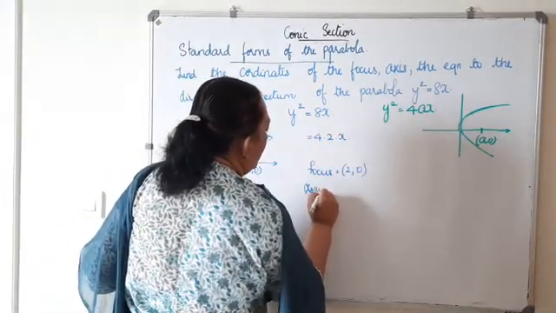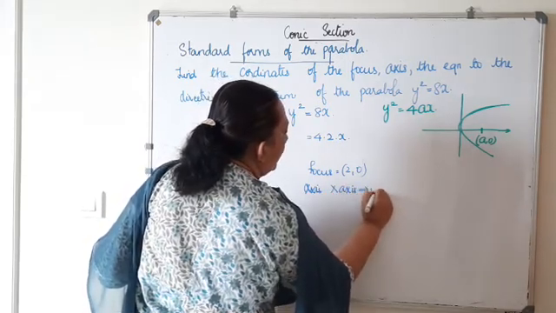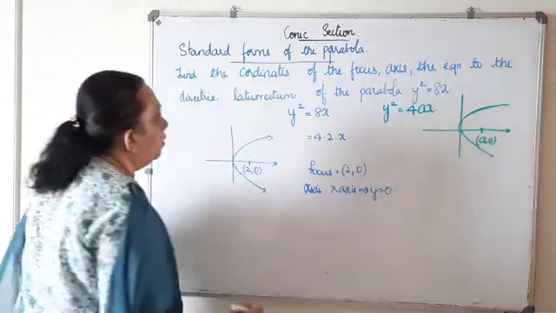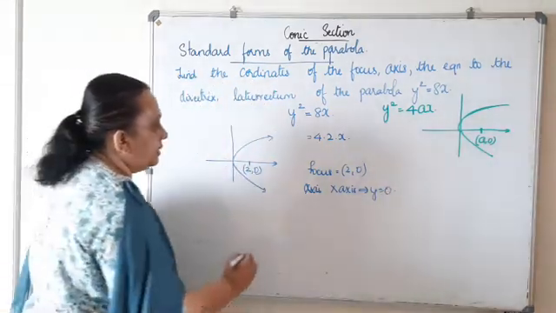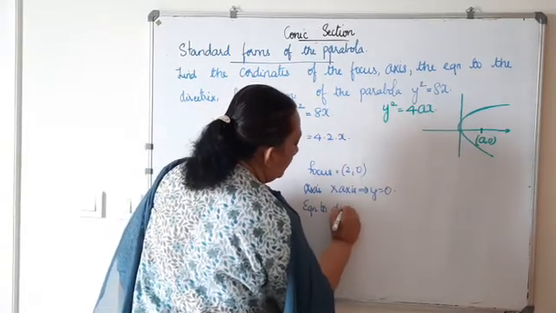Axis. Axis is the x-axis. And what is the equation to the x-axis? Y is equal to 0. Equation to the directrix.